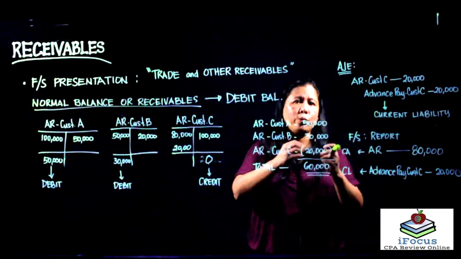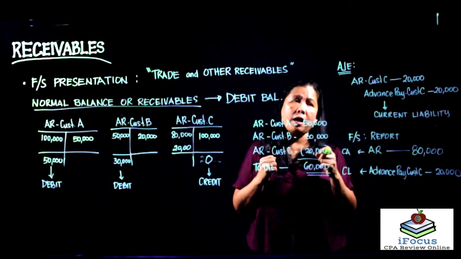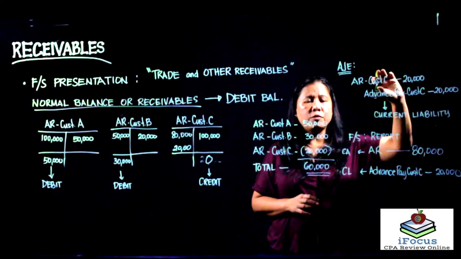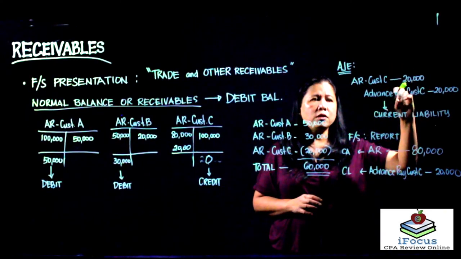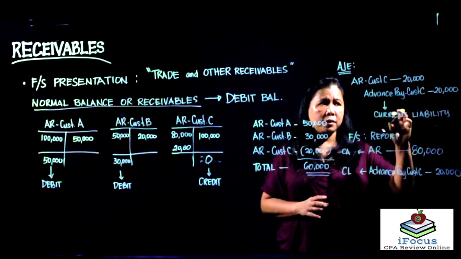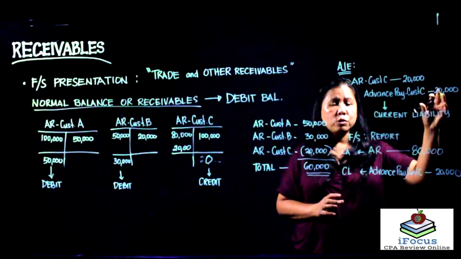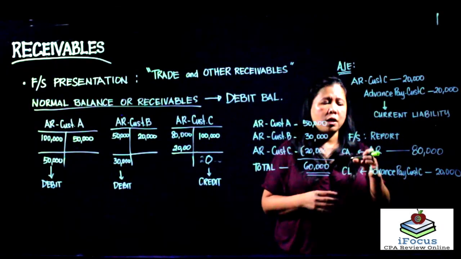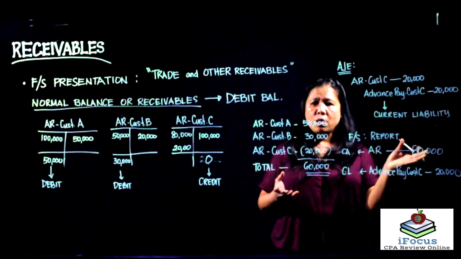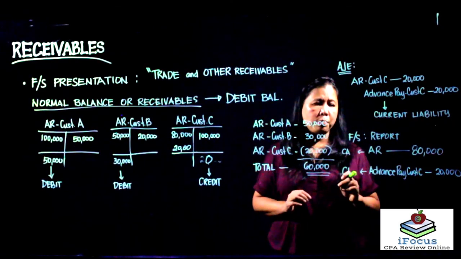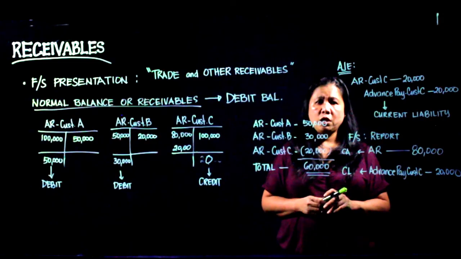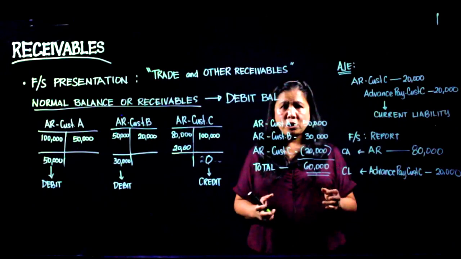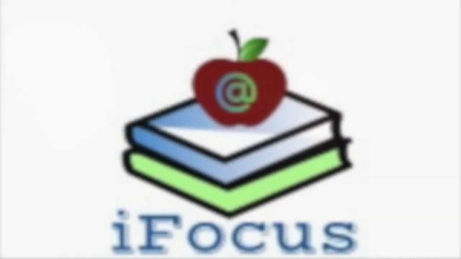So what do we do? We adjust the entry, or we adjust the T account. We debit accounts receivable of customer C of 20,000 and credit advance payment from customer C as a current liability of 20,000. So on our financial statements, we will report accounts receivable of 80,000, which is customer A and customer B, and a current liability of 20,000. And this is what I want you to learn from receivables.